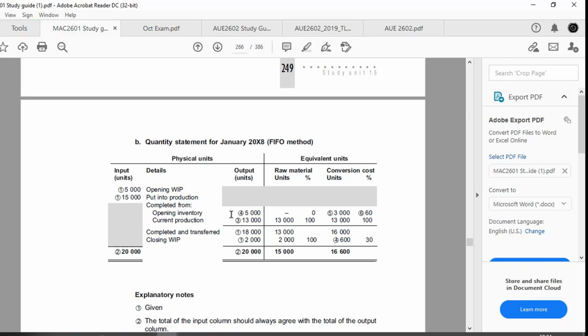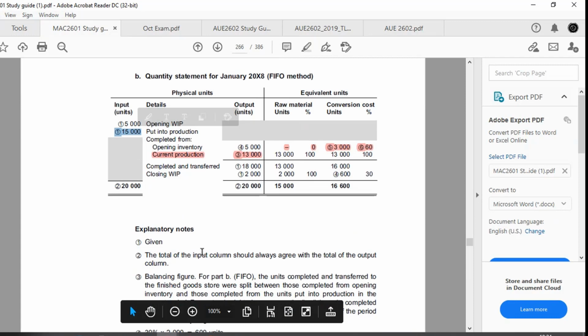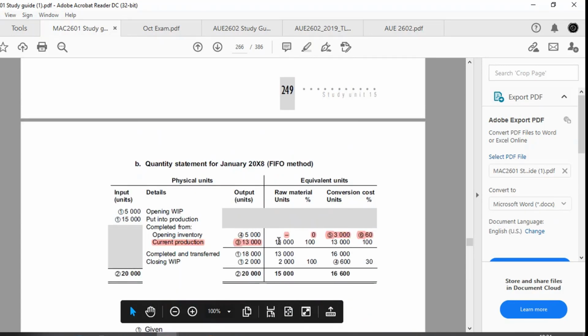And so this is where it confuses me, because with the opening inventory, remember I said that the raw material we don't have to add. But now with the current production, are we now adding more raw material? So we're not. We're just identifying the fact that you've got what you put in. There's your input, and you're also recognizing it as part of your equivalent unit. Okay, so the 13 is not more, but it's what's been given.